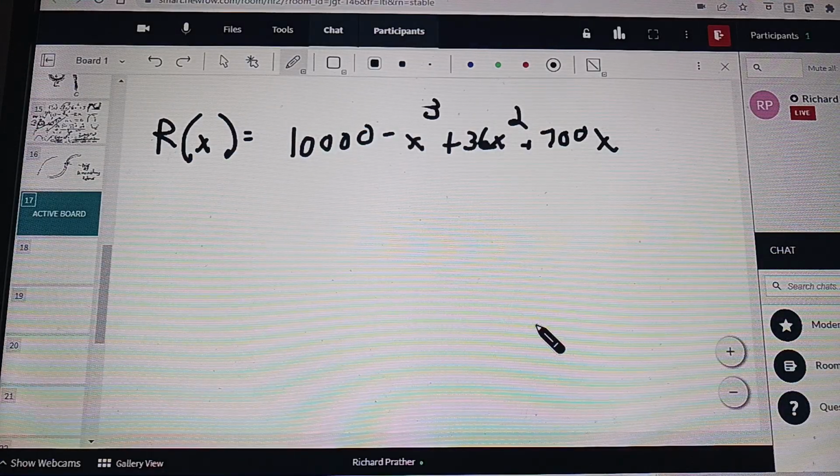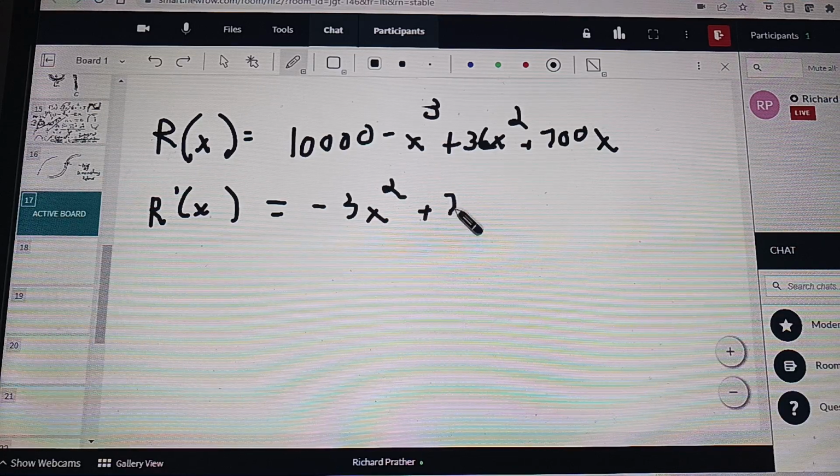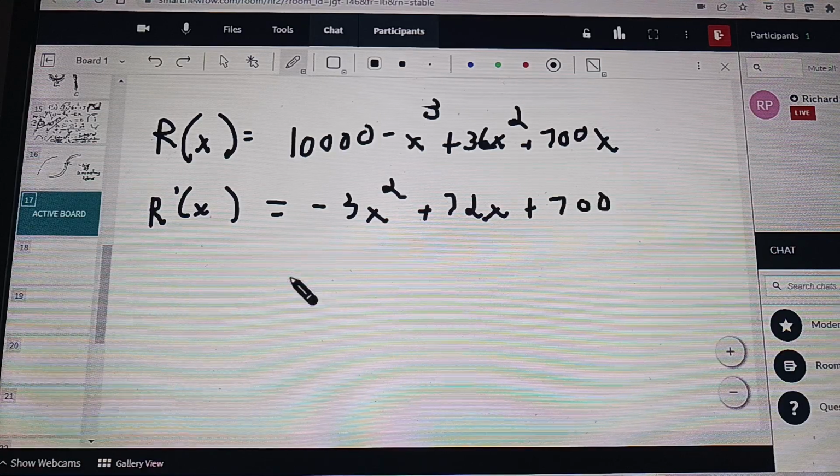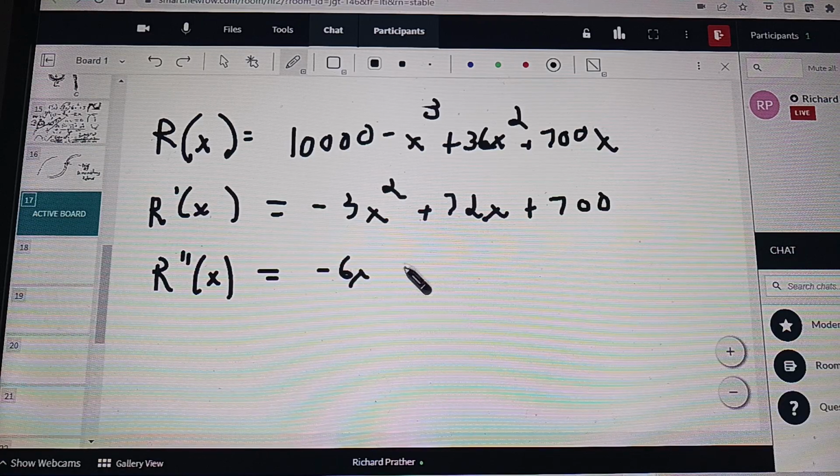That's the whole point of this problem, is that you don't want to just throw all the money at the situation. So find your first derivative. Derivative of a constant's nothing. Then I'm going to get a negative 3x squared, a 72x, and a 700. So then let's find the second derivative. This is not about maxes and mins, so I don't care about critical numbers right now. And then do the second derivative, negative 6x plus 72.